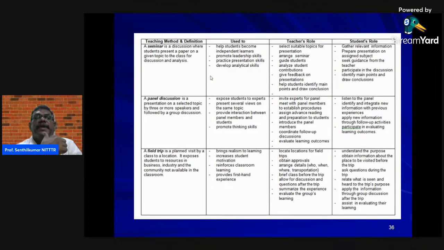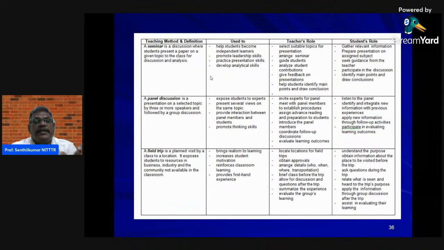This helps students become independent learners and promotes leadership skills, such as how to present and how to handle a particular session. If you are given half an hour, you have to lead that half an hour and engage the students. That is a practice of presentation skills, and it develops analytical skills. Next, the panel discussion: it is a presentation on a selected topic by three or more speakers.